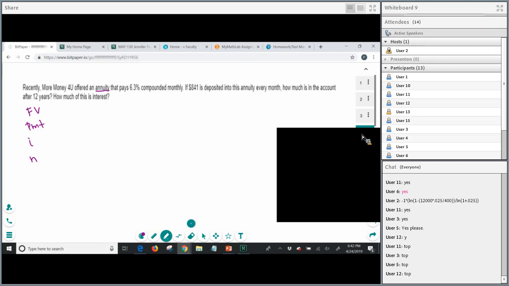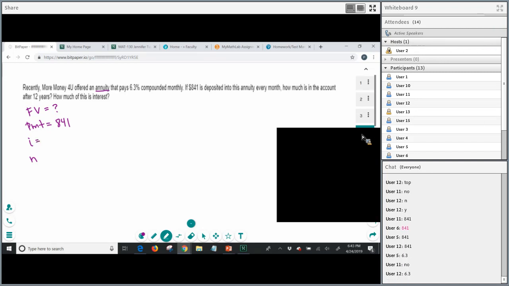Okay, so did they give us the future value here? They did not give us the future value. That's what they asked us to find. Notice it says how much is in the account after 12 years. That's the future value. So we don't know what this is. That's what we're asked to find in this problem. Okay, well then hopefully they gave us the payment. Did they give us the payment? Yes, the payment is $841. They said $841 is deposited into this annuity every month. Okay, so we do know the payment.